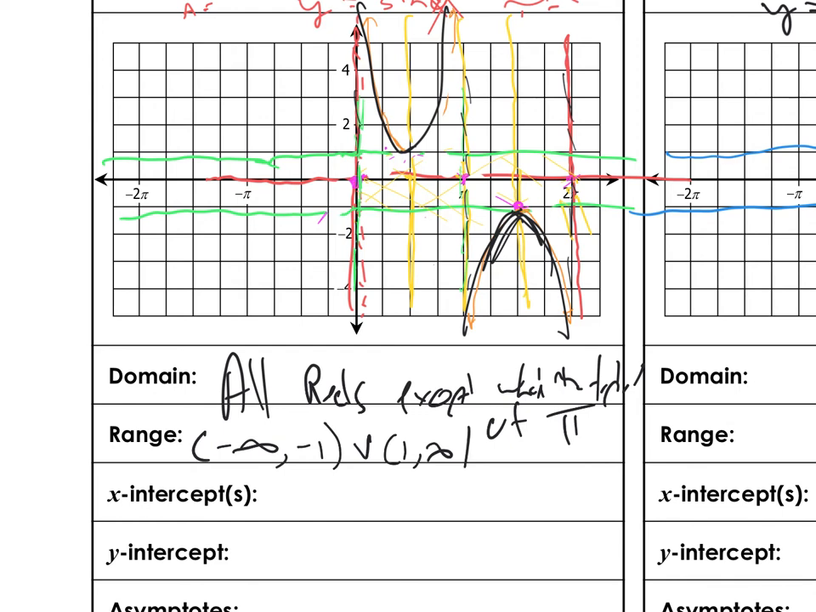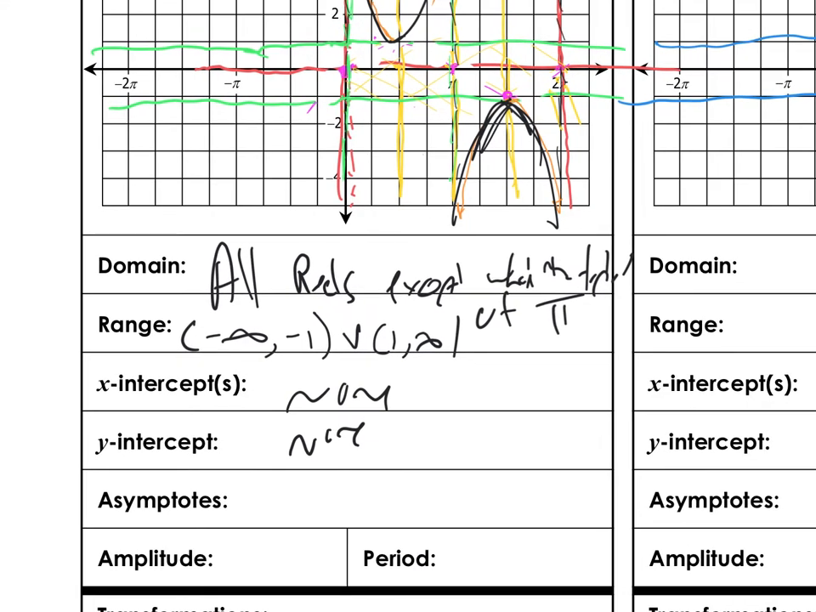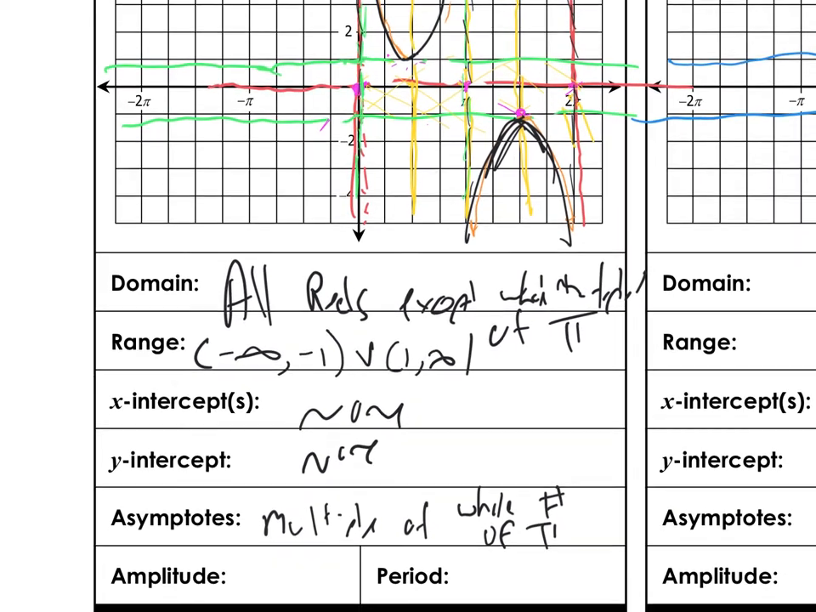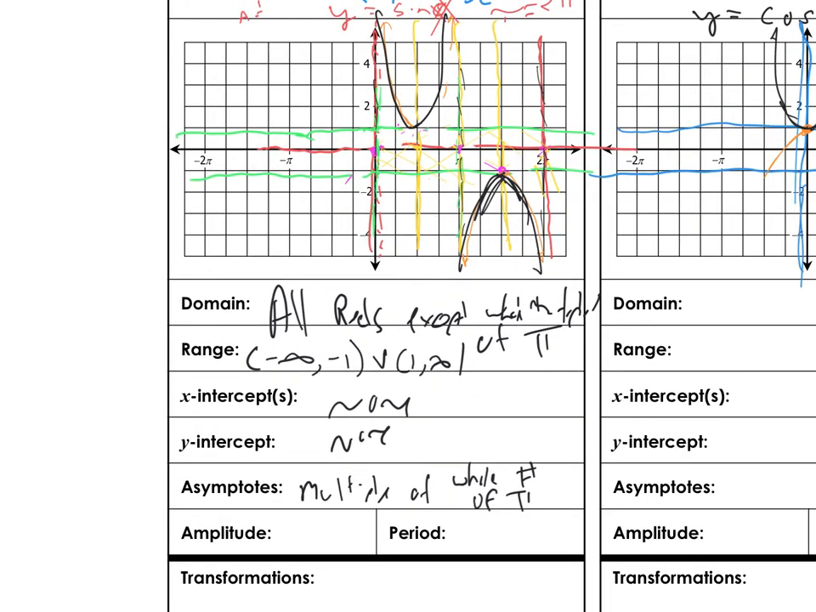I don't know. X-intercepts. Are there any x-intercepts on the black graph? No. Not on the parent. None. Are there any y-intercepts on the graph? None. Are there any asymptotes? Yes. They're multiples of what? Of whole number of pi. What's the amplitude for this? How high will it go? But also, aren't the asymptotes also one, negative one? Because it just doesn't go. Oh, wait, no, it touches them. What's the amplitude? There is no amplitude.